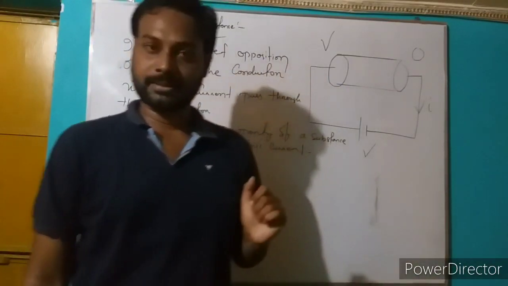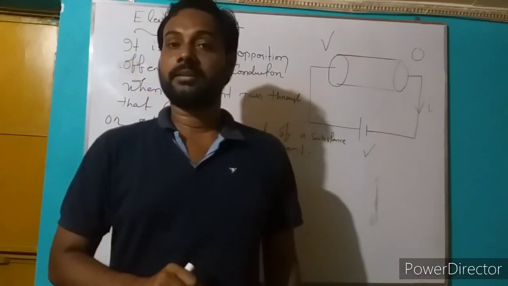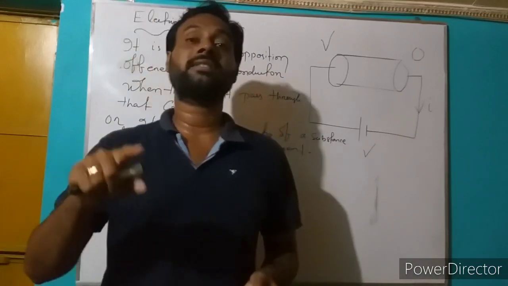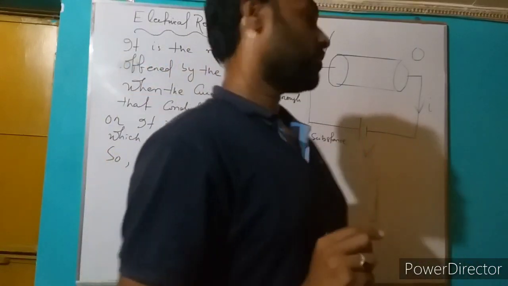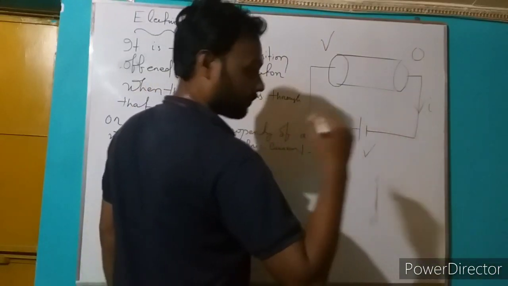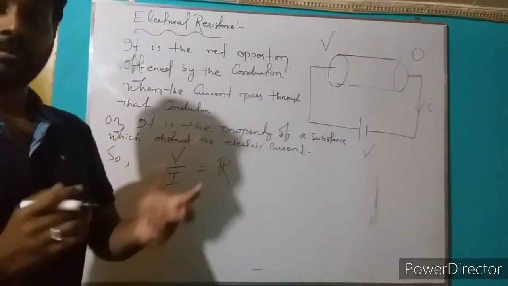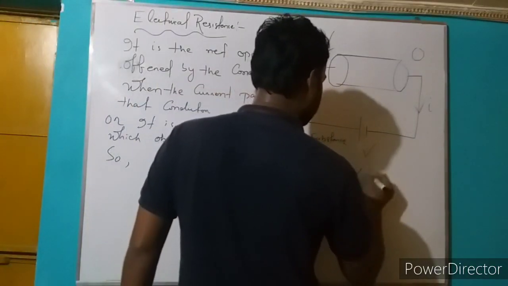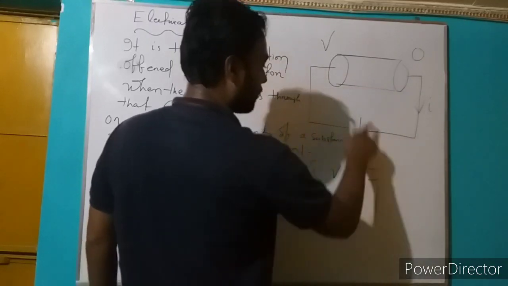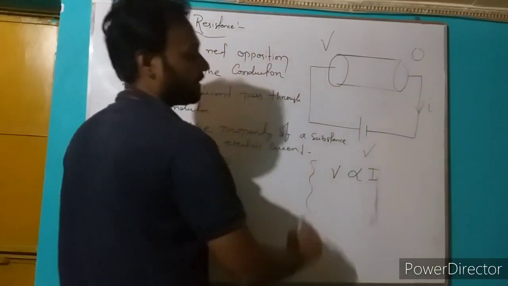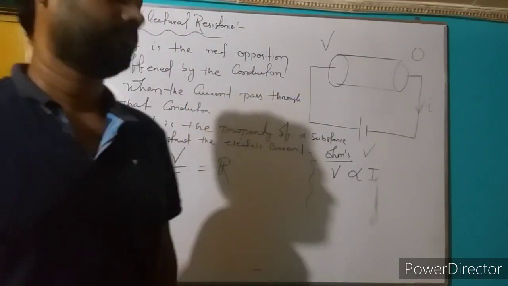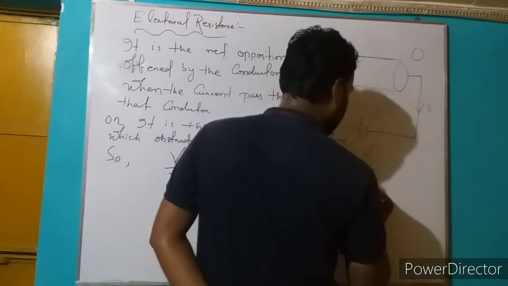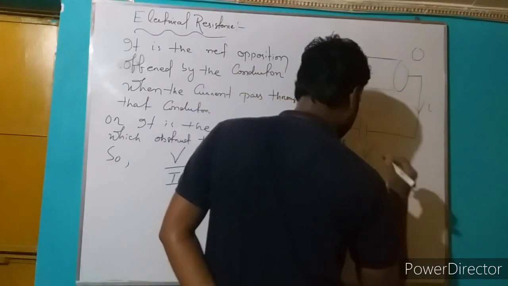Ohm's law says that at a given temperature, the electrical current which passes through the given circuit is directly proportional to the potential difference across it. Okay? So from the above definition of Ohm's law, we know that V is directly proportional to I. If you remove the proportionality, then we get a constant quantity that can be represented as R into I.